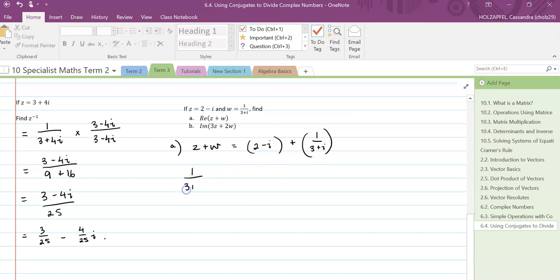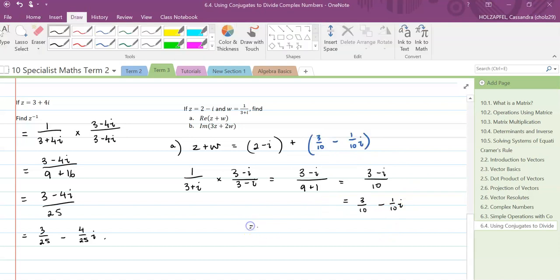So 1 over 3 plus i. We're going to multiply it by its conjugate, 3 minus i. And so using our difference of two squares rule, our sum of two squares rule, we're going to have (3 minus i) over 9 plus 1. So that's going to be (3 minus i) over 10, which we can write as 3 over 10 minus 1 over 10i. Now that we have that information, let's pop that back into our equation.